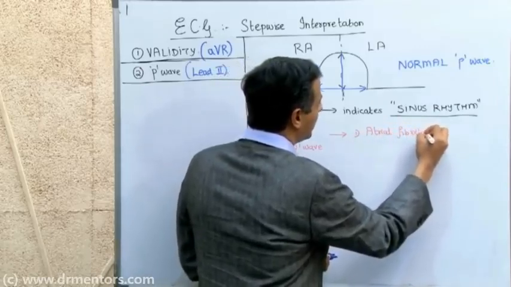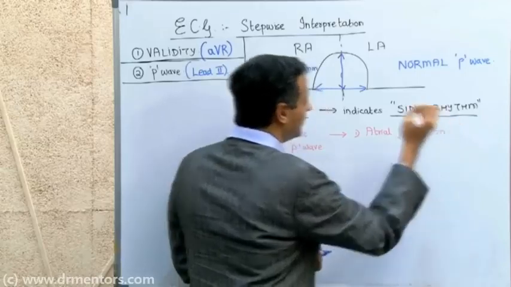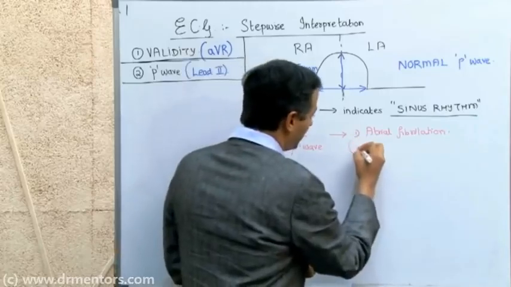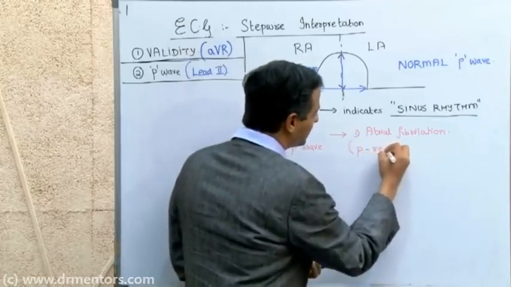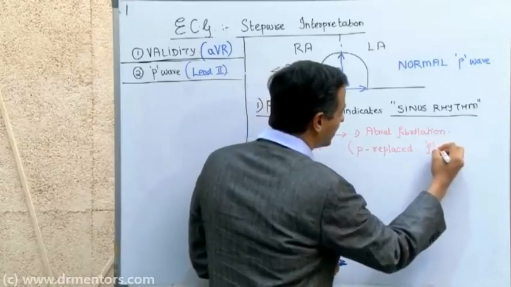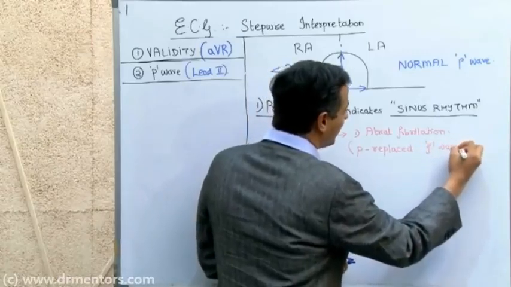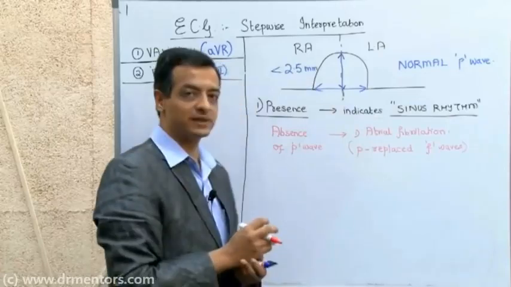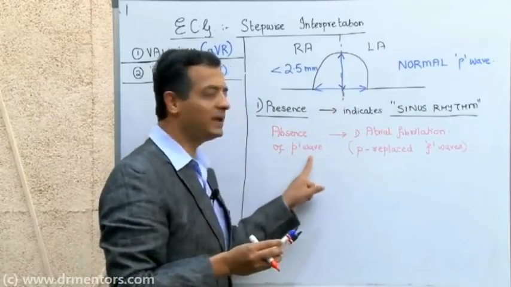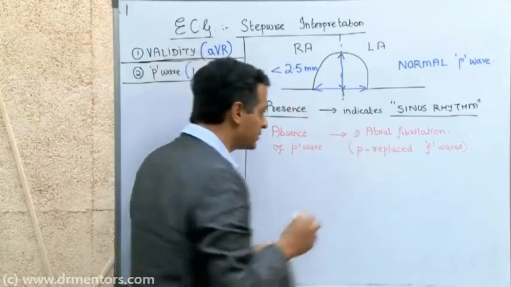It is atrial fibrillation. Here, technically, the P wave is not absent, but the P wave is replaced by the F wave, that is the fibrillatory wave. The F waves, fibrillatory waves will be there. For theoretical purposes, absent P wave is atrial fibrillation.